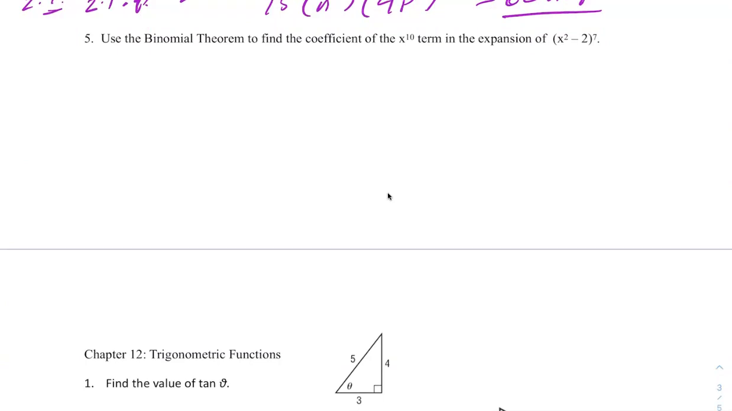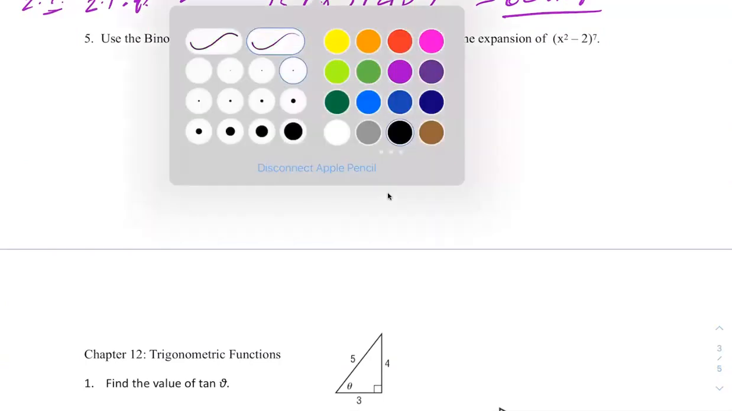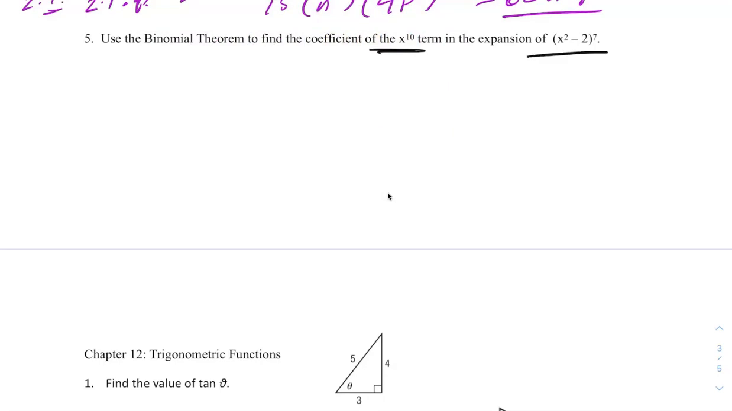Now we use the binomial theorem to find the x to the 10th term of the expansion of this one. This is a little different. They don't tell you what term it is. They want to know the term that happens to have x to the 10 in it. So I start off the same way we always start off. It's 7 choose, and I don't know the bottom yet, so I'm going to leave it blank. Then we do the first term, x squared, and then the last term, negative 2. This is how all these things start off. This time I don't know what the bottom is, which means I don't know what this power is, and I don't know what this power is.